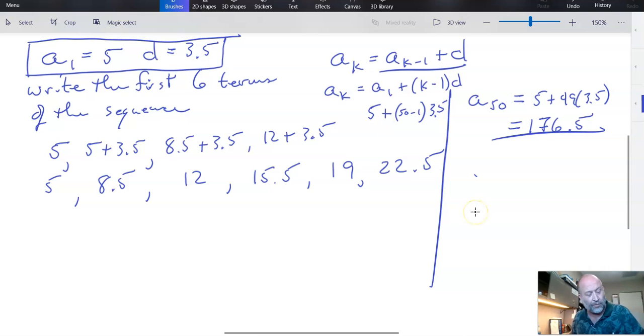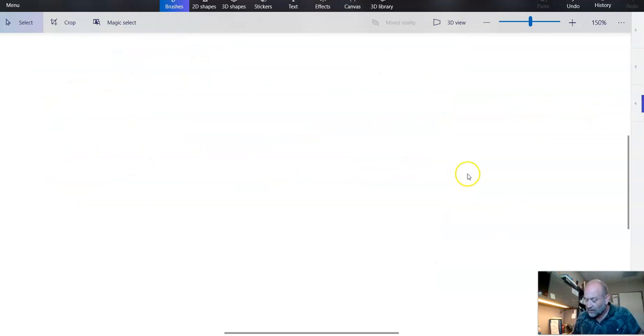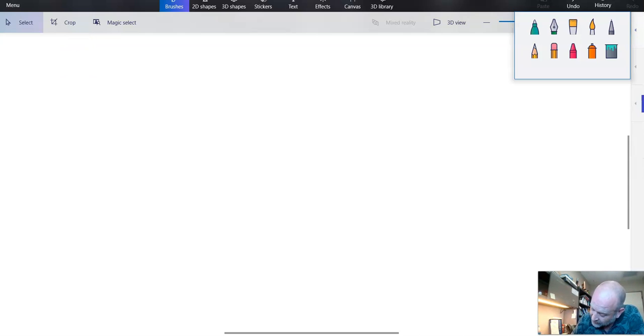Also, another thing you'll want to be able to do: if someone gives you terms of a sequence, you should be able to figure out the formula of the sequence from that, especially if you know it's an arithmetic sequence. So let's just see. I'm just going to give you an arithmetic sequence. I'm telling you it's arithmetic. Let's try it again. There we go.